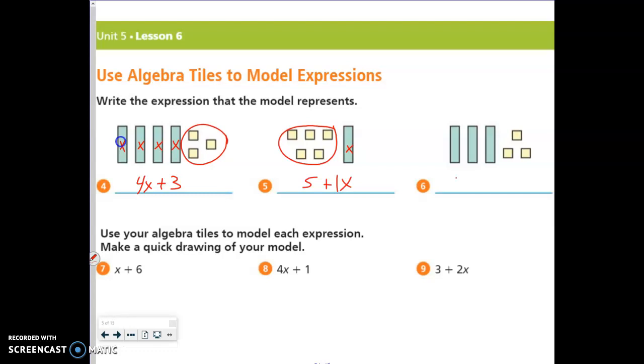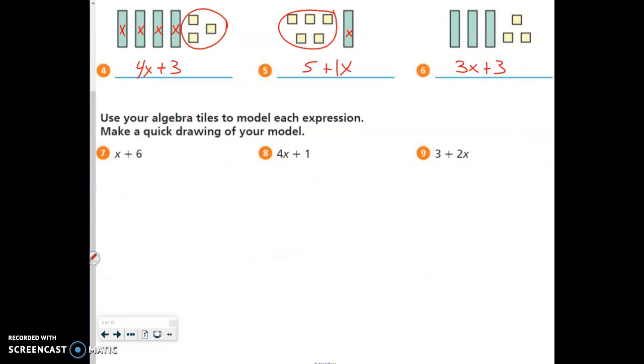Last one here, I see 3 sticks, so that's going to be 3 variables, 3x, plus the 3 boxes left over. So again, I think pretty straightforward, pretty simplistic. Hopefully that was relatively easy for you. Now I'm going to show you the other way. I'm going to take the expression, I'm going to convert it into our picture. I'm going to take it into our model.